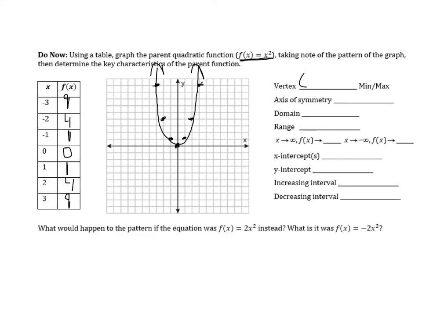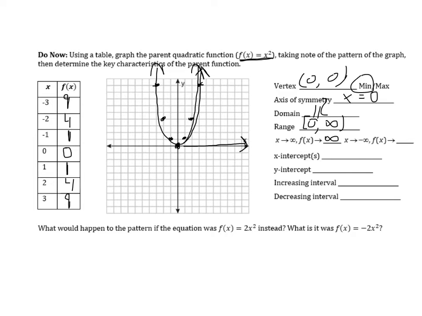So here we have a vertex at 0, 0. That's my minimum because it's a positive quadratic. Since my vertex is 0, 0, the axis of symmetry is going to be x equals 0. The domain of all quadratic functions is all real numbers. The range, in this case, my lowest y value is the vertex, 0. So I'm going to start at 0, and I'm going to go to infinity, right? As x approaches infinity, so as x moves to the right, the y values are going up, right? So that's going to be infinity.